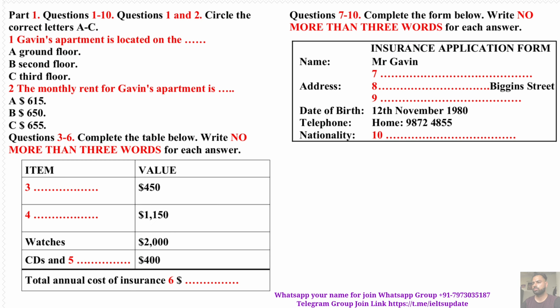The watches are worth $1,000. For both of them? No, each one. And altogether, the CDs and books cost me about $400. Okay. So, the value of everything you want to insure is $4,000. Hmm. How much will the insurance cost? Let me see. $4,000 divided by... plus 10%. Right. So, this kind of insurance, that's private contents insurance, it comes to $184 for a 12-month period. $184? Well, that sounds pretty good. Okay, I'll take that policy.